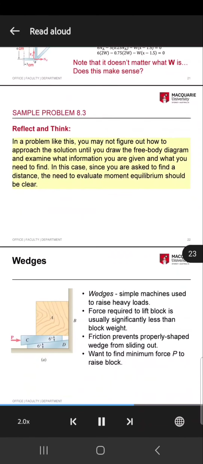Sample problem 8.3. Reflect and think. In a problem like this, you may not figure out the solution until you draw the free body diagram and examine what information you're given and what you need to find. In this case, since you were asked to find the distance, the need to evaluate moment equilibrium should be clear.